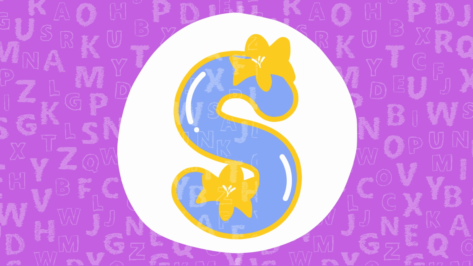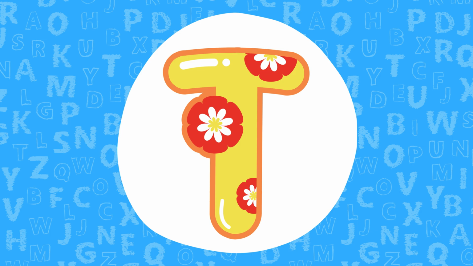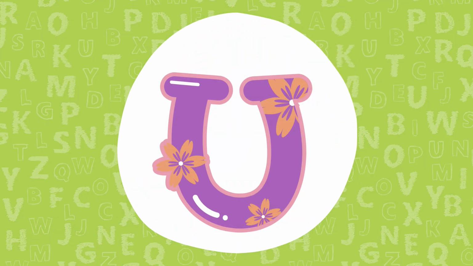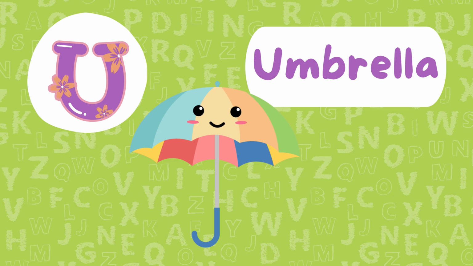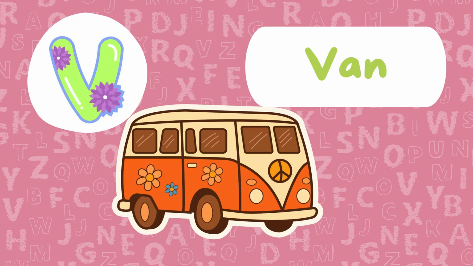S. S is for sun. T. T is for train. U. U is for umbrella. V. V is for van.